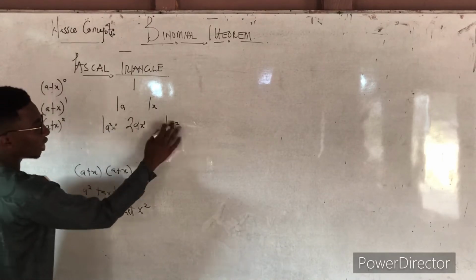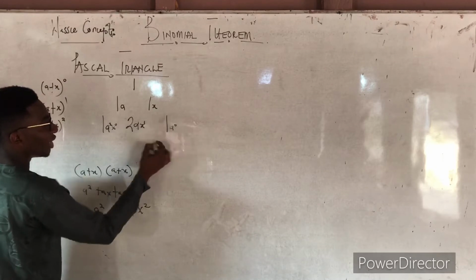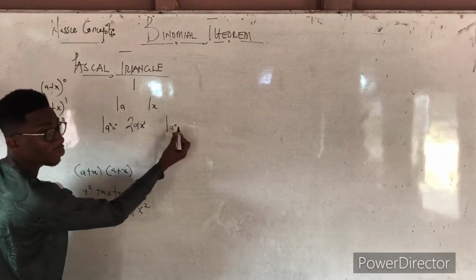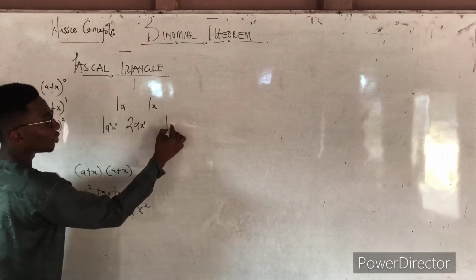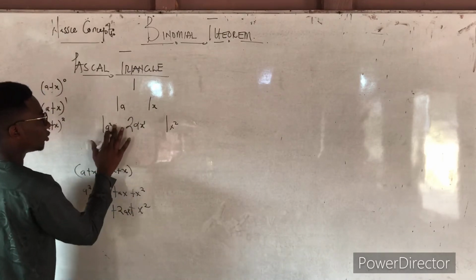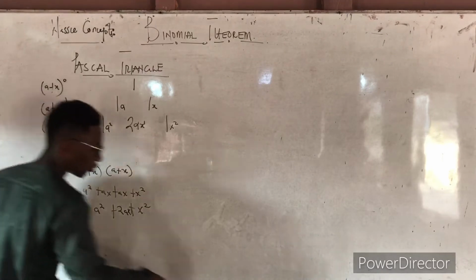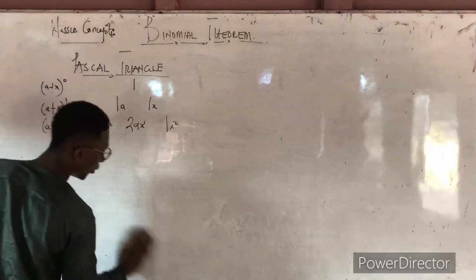So here it simply means that the power of a is decreasing to 0, the power of x is increasing, and the x becomes squared. So this goes back to 1, you get x squared, and this also goes back to 1. And this is what Pascal was actually doing.